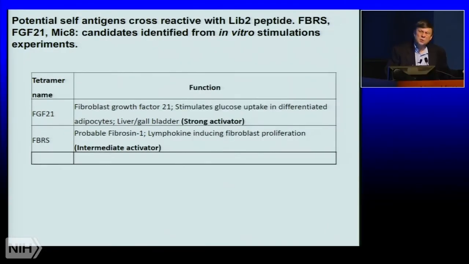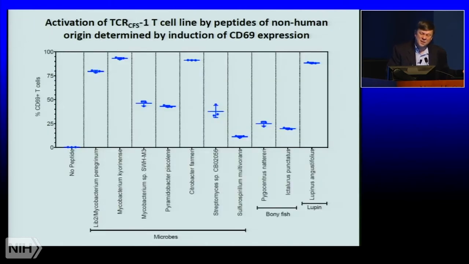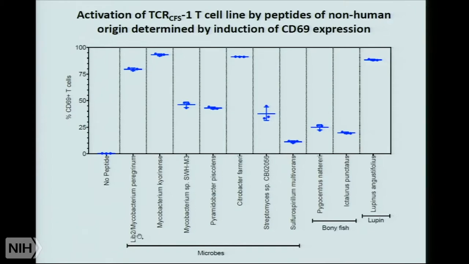But what was particularly interesting was, did any of these look similar to pathogenic peptides? And indeed, we did find not only similar sequences, but activation pattern as shown here. These are good activators here, very robust, and two of them were from mycobacteria. Another one was from Citrobacter. And then there's this other one, lupinus, whatever that is, a lupin.